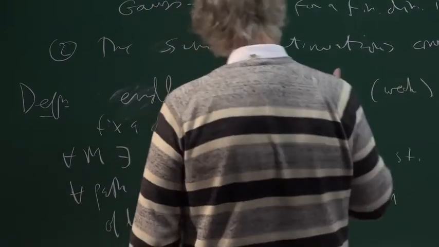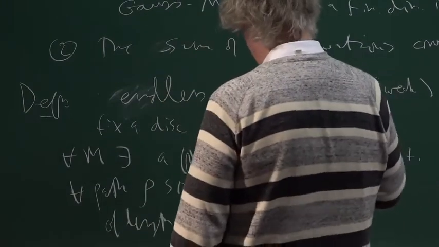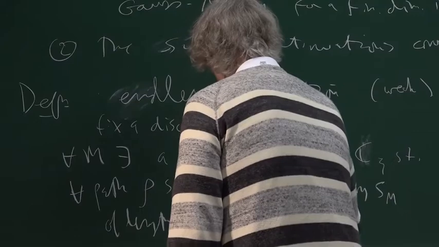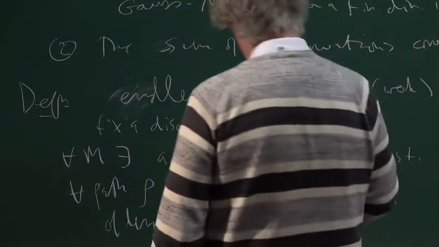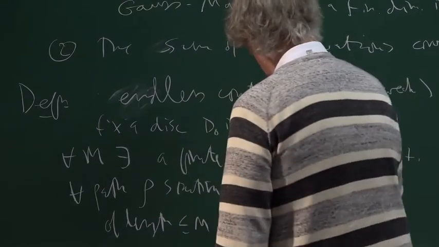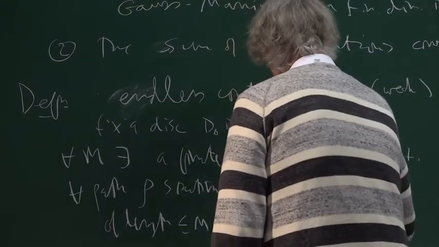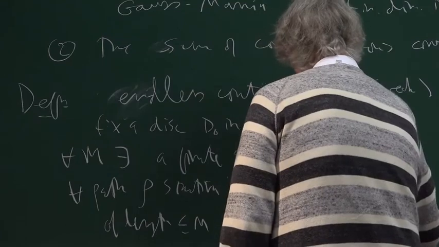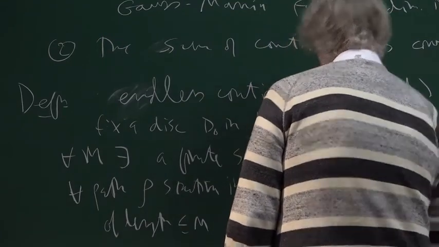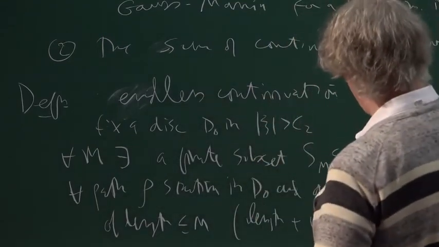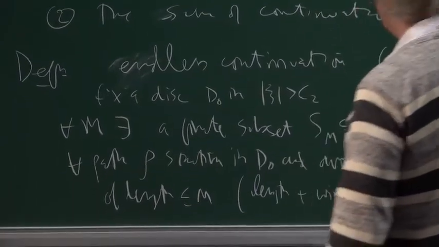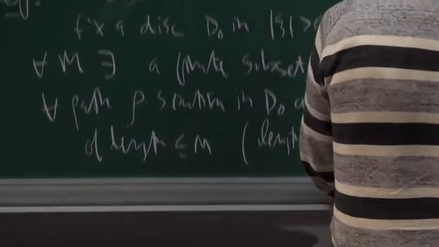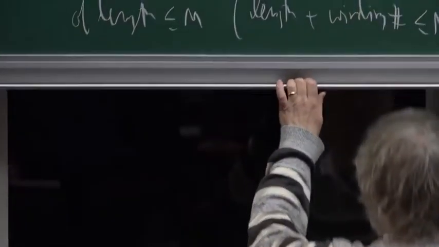I think it's probably useful to consider a weaker property. That's why I put the word weak here. It's a weaker property because this is a rather strong property, actually. So the weaker property would be to require that the winding number of the path also be smaller than m. Then the statement is there exists a continuation along the path.